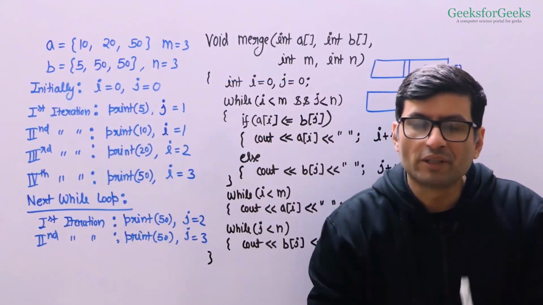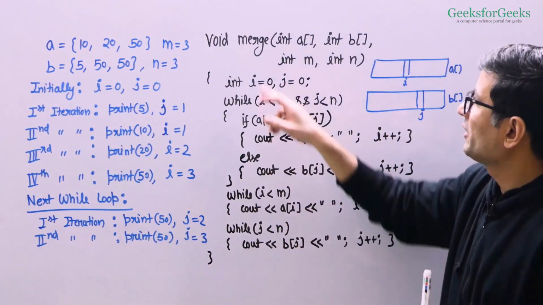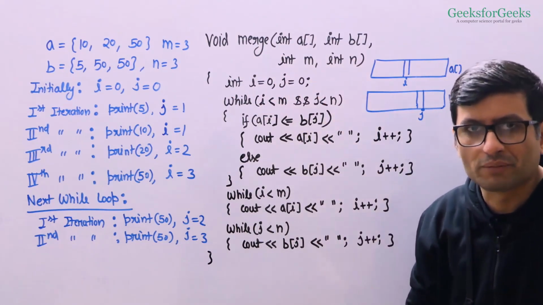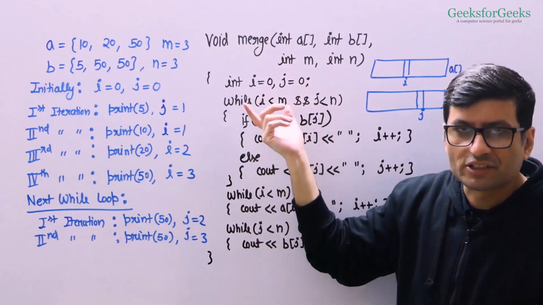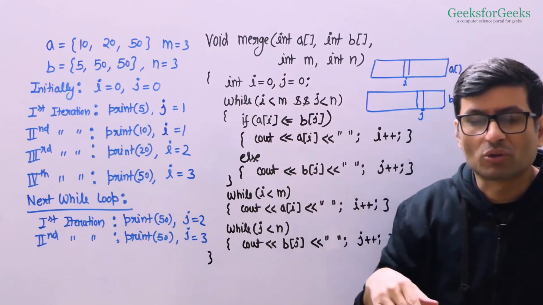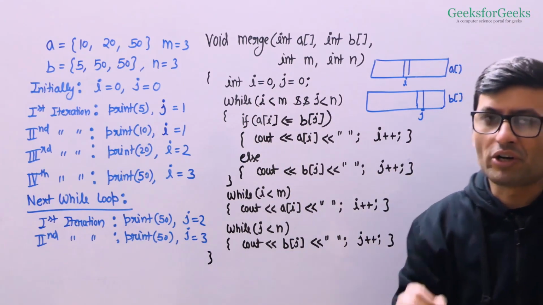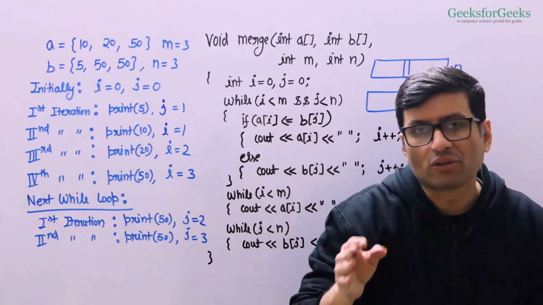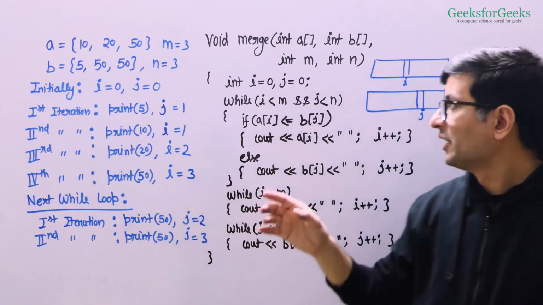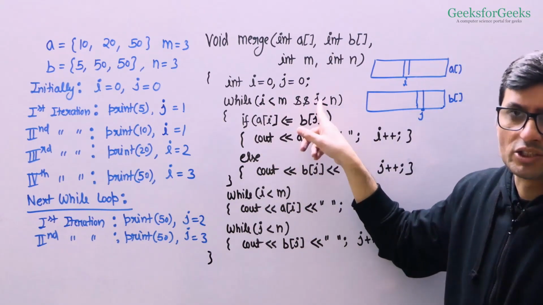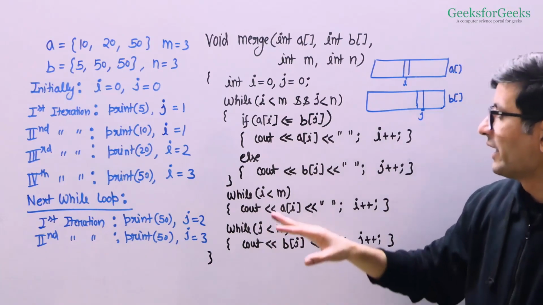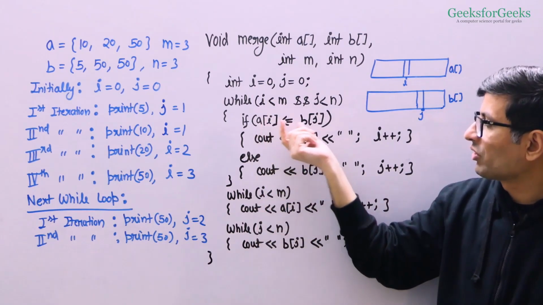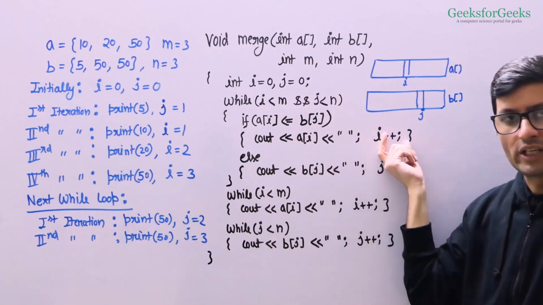Here is the complete implementation of the algorithm. We have written a merge function that takes array A, array B, M and N as 4 parameters. We initialize i and j as 0. We run a loop while i is smaller than M and j is smaller than N. See, the point is we want to come out of the loop as soon as we reach the end of any of the two arrays, right? So i should be smaller than M and j should be smaller than N for this loop to run. And inside this loop, we have the same logic that we just discussed. If A[i] is smaller or equal to B[j], then we print A[i] and move ahead in array A.